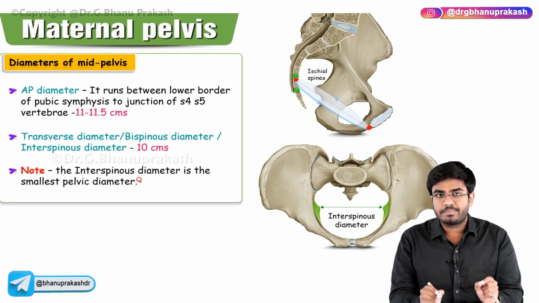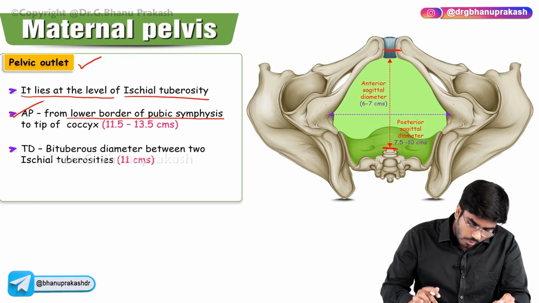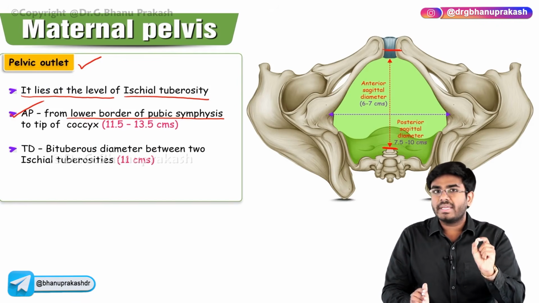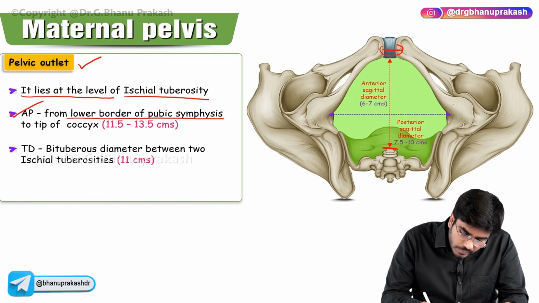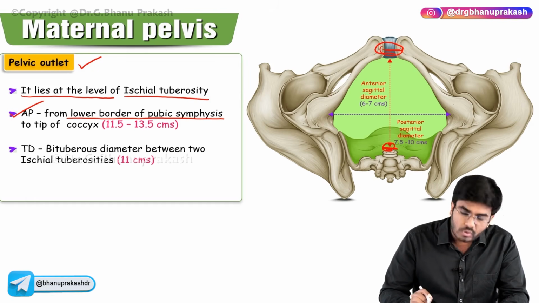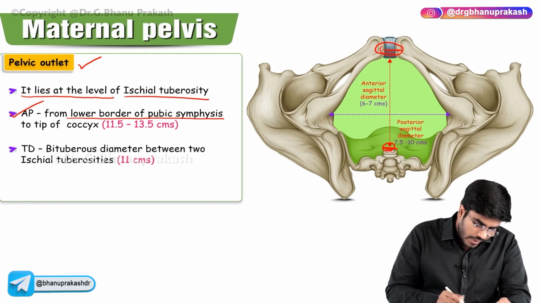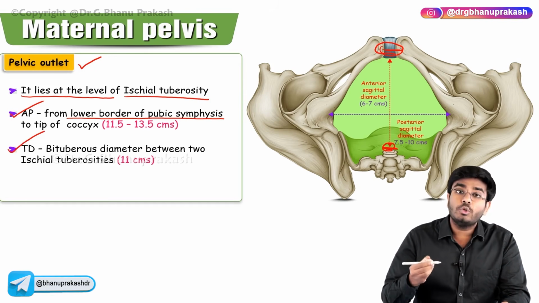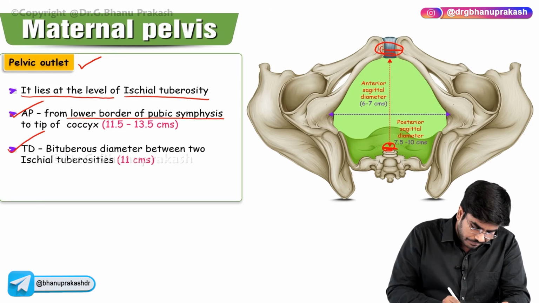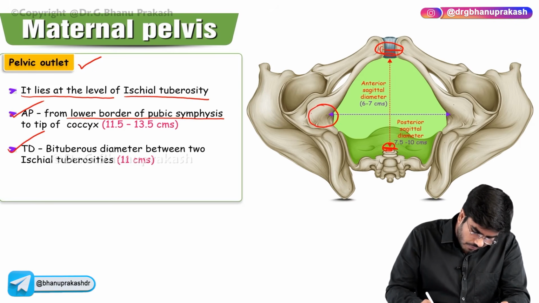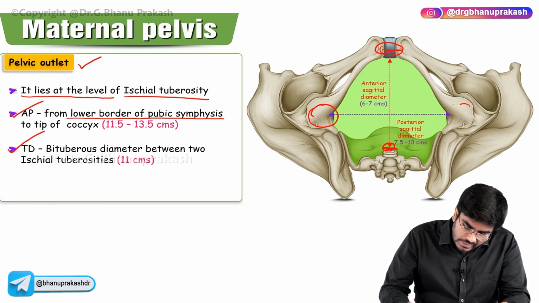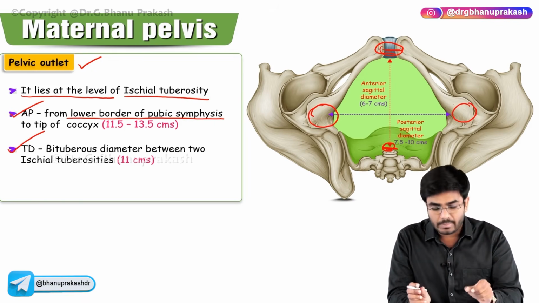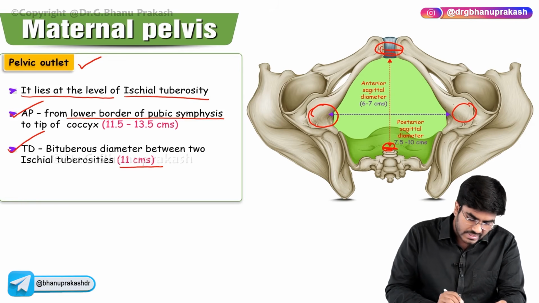It's not the tip of the sacrum. But if I am talking about the pelvic outlet, the antero-posterior diameter should be taken from the lower border of the pubic symphysis to the tip of the coccyx. And if I am talking about transverse diameters, they are also known as bituberous diameters, which extend between the ischial tuberosity on one side to the other side. So it can be called a bituberous diameter. It will be somewhere around 11 centimeters.